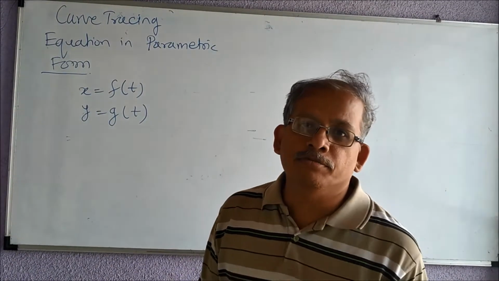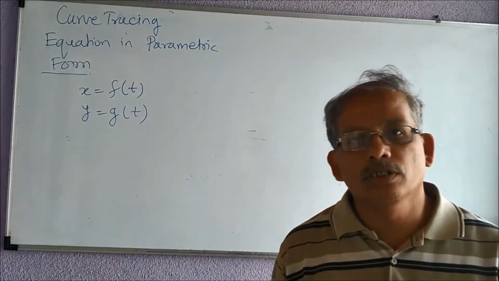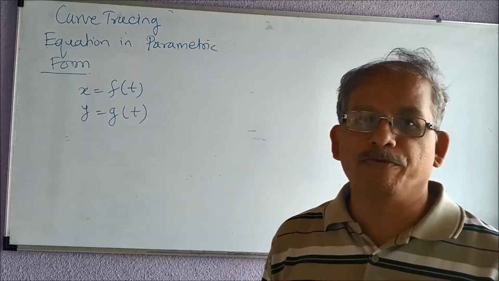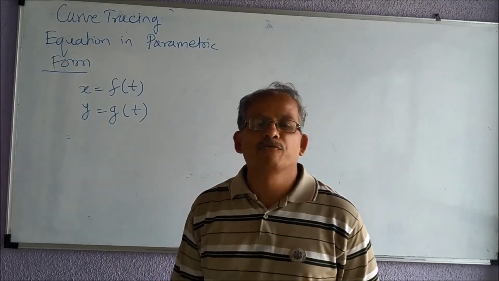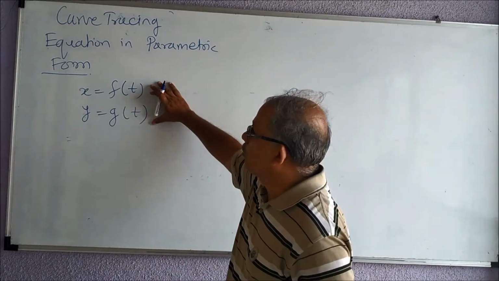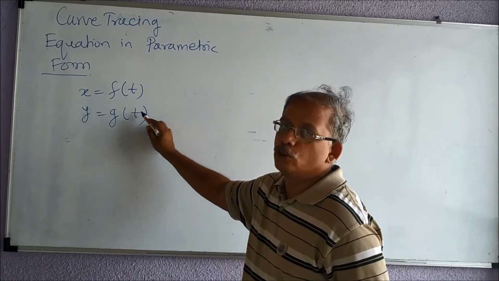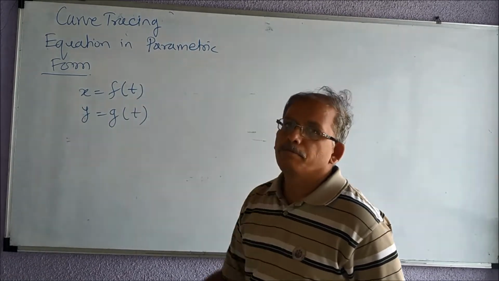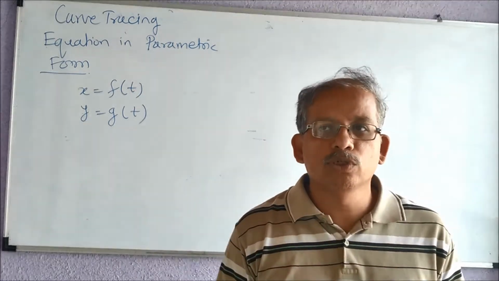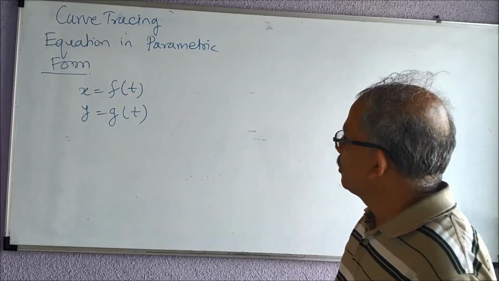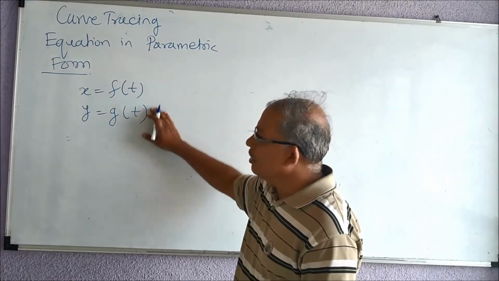Hello friends. Today we'll see the curve tracing when the equation given is in parametric form. Whenever the equation is given in parametric form, it is always in this format: x is equal to f of t, y is equal to g of t. Here t is the parameter. Sometimes instead of t, theta can be used as a parameter, but any curve represented in parametric form can be written in this way.